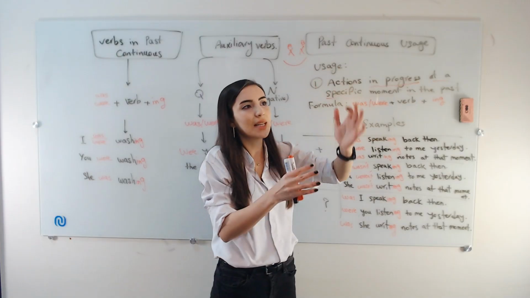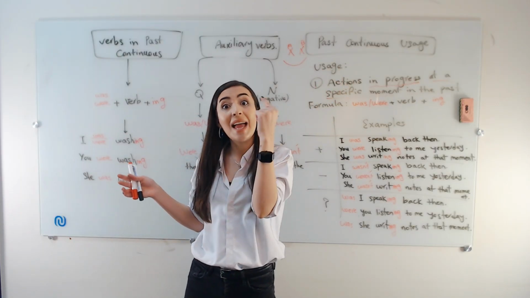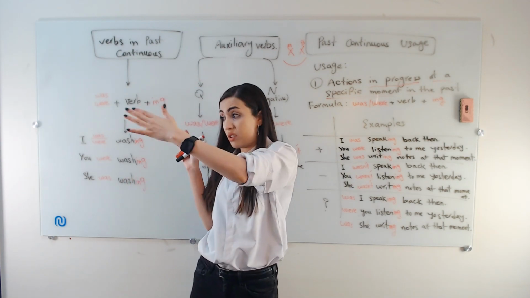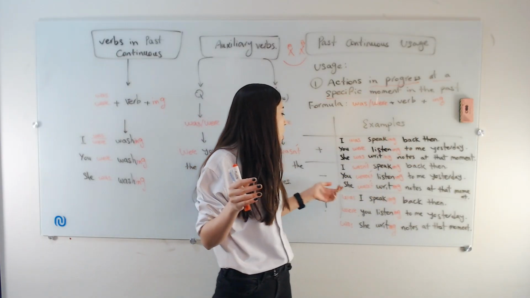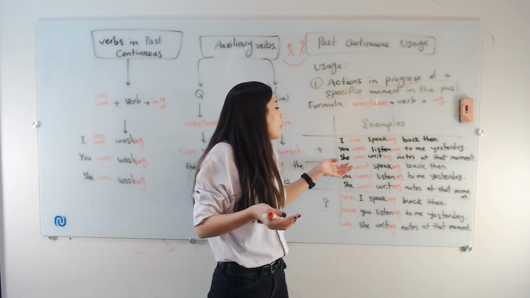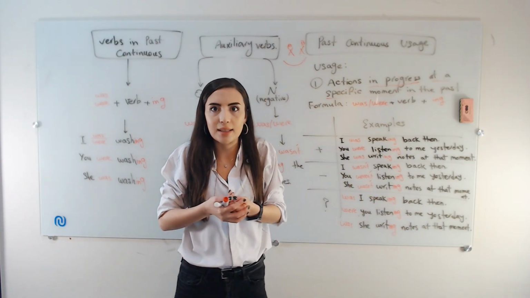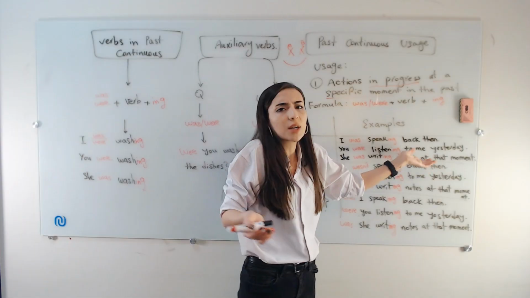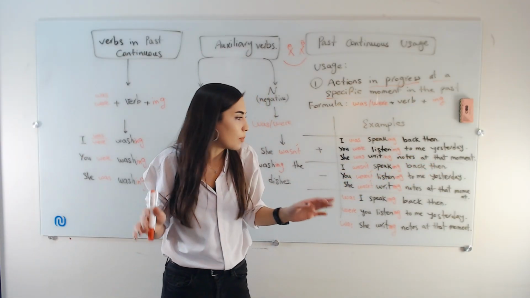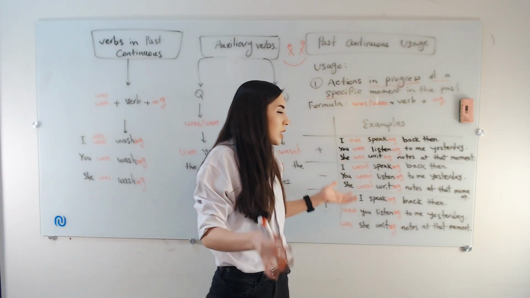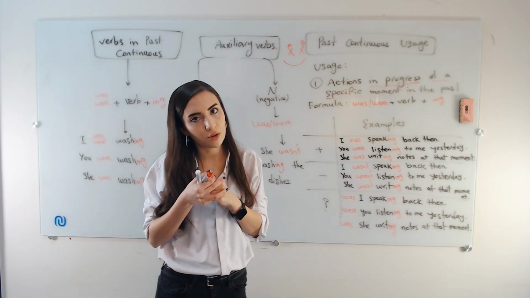Again, at that moment means that I'm referring to a specific event, a specific period of time, and at the moment of that duration, something happened, like writing notes. She was writing notes. Now the negative. I wasn't speaking. You weren't listening. She wasn't writing. The verbs are the same, but we add not to make it negative. Simply: I wasn't, I was not, you weren't, you were not, she wasn't, she was not.